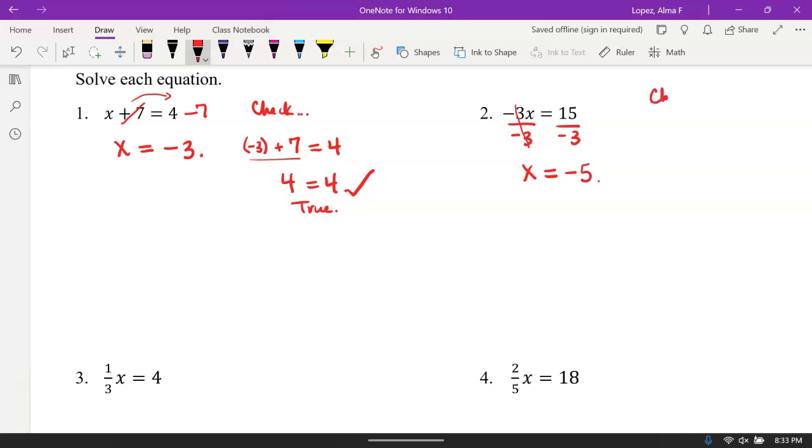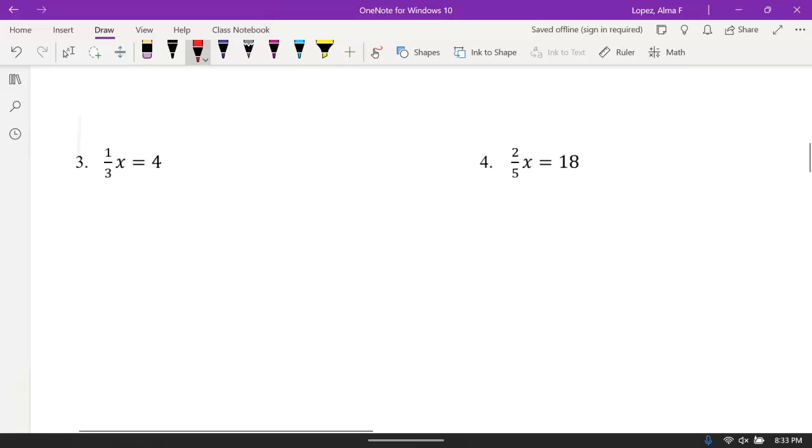To check my result, I'm going to build it. Everywhere I have an x, I'm going to use a parentheses and then plug my answer in. Negative 3 times negative 5 on the left becomes positive 15. Which matches. It's true, so I know I found the correct answer.